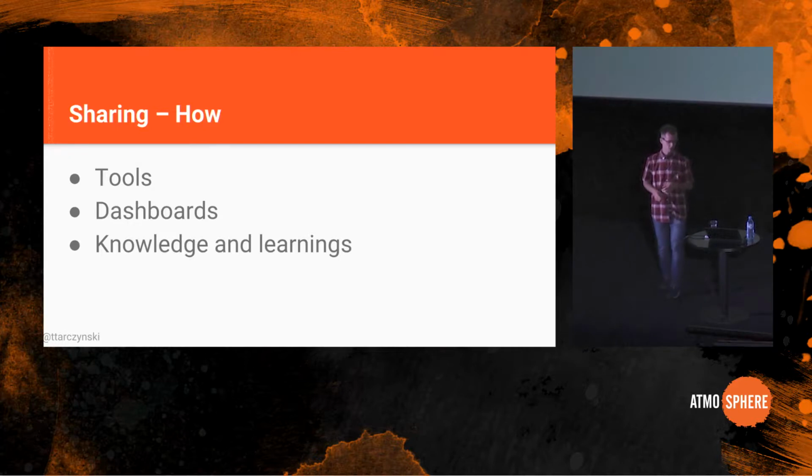How do we do this? We really try hard to use the same tools for each and every team, like automation or monitoring tools. It's the same one for developers, for QA, even for business. They should also look at the very same dashboards, visualizing what's happening in the system. And we also share knowledge and learnings.